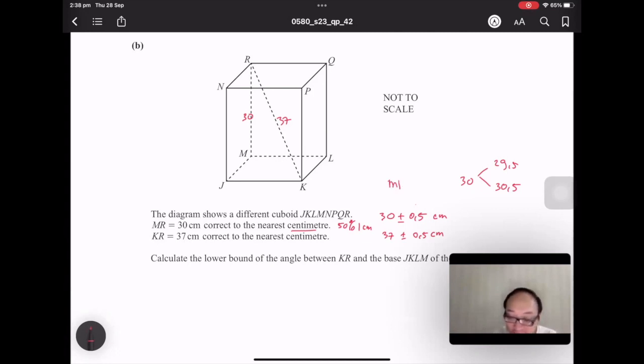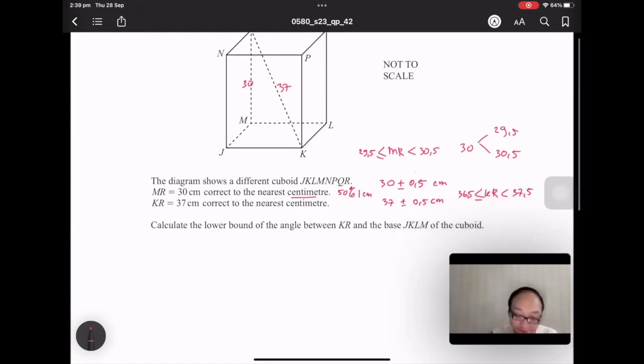So the MR will be between 29.5 until 30.5, and KR also from 36.5 until 37.5. Calculate the lower bound of the angle between KR and the base.